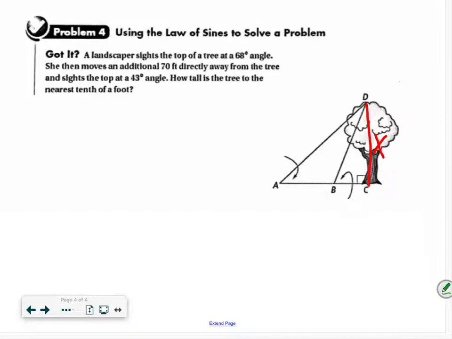Where does the 68-degree angle go? B, right here, 68 degrees. And I know that because then she steps away. Where's the 70 go? AB, the side. And then the 43 goes at angle A. So there are two triangles, one inside the other.